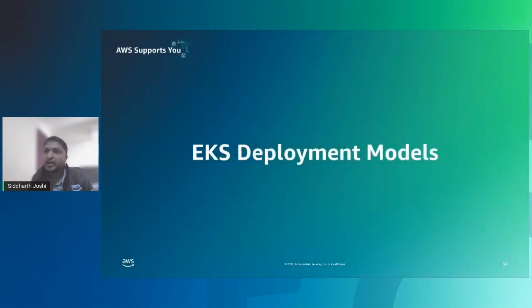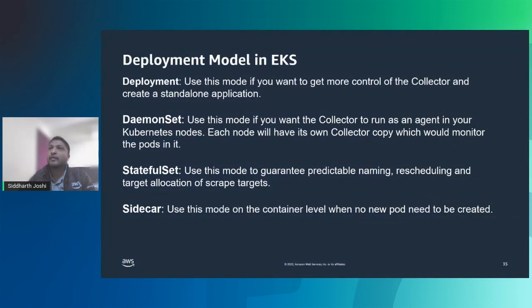Let's look at some of the deployment methods of ADOT in EKS. First of all, the simplest way is to run it as a simple Kubernetes deployment. Then there is a daemon set. In a daemon set, we have one instance of ADOT running on each node, and we can go with this pattern if we want to evenly distribute load across all the Kubernetes nodes. Then there is the stateful set pattern, where we have predictable naming for our ADOT collector instances. If we have an automation that requires a standard, predictable naming convention, then we can go with this.